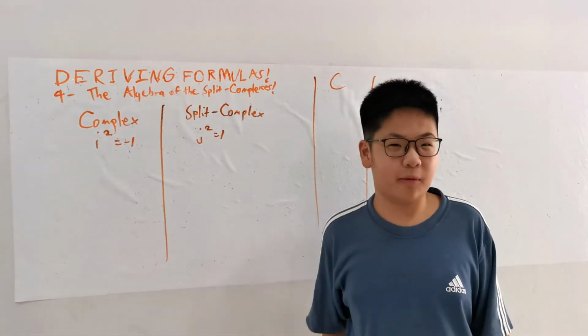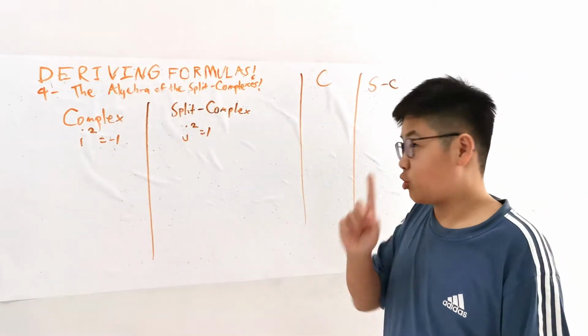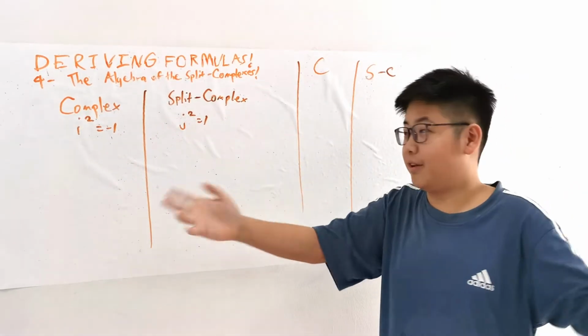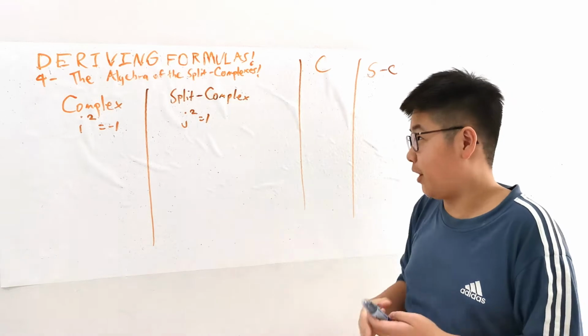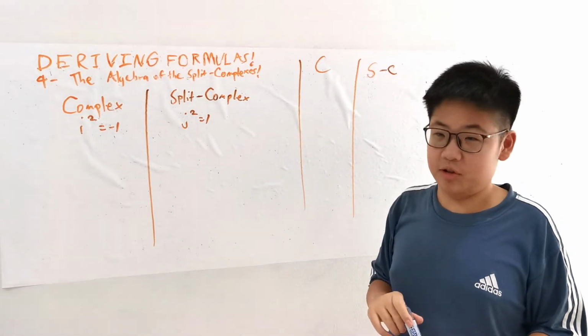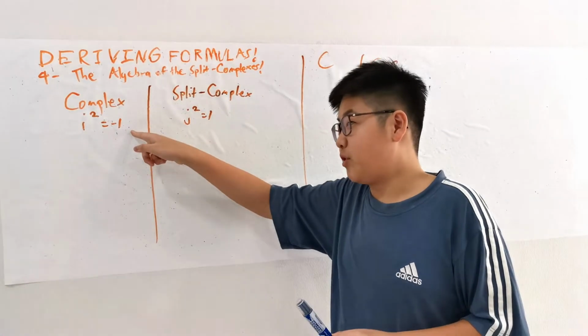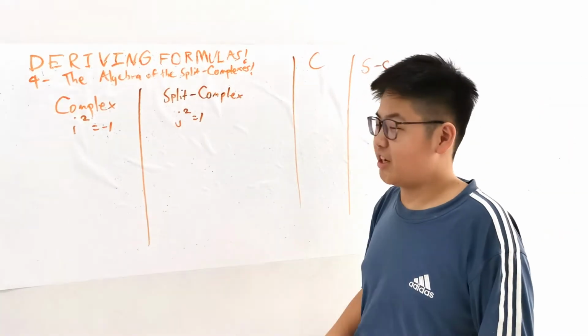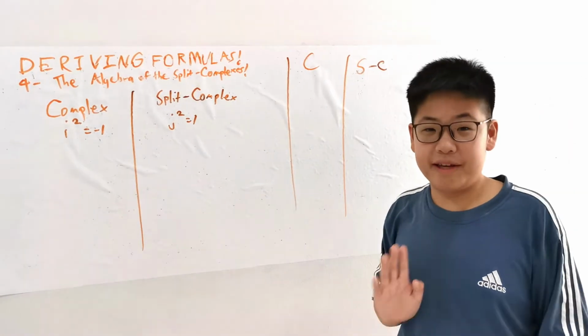Episode of Deriving Formulas. Today we are not going to derive just one formula, but a whole host of formulas that apply to a completely different algebra. They're called split complex numbers for a reason. Complex numbers has i squared equals -1. Split complex is j squared equals 1. That's the main big difference.